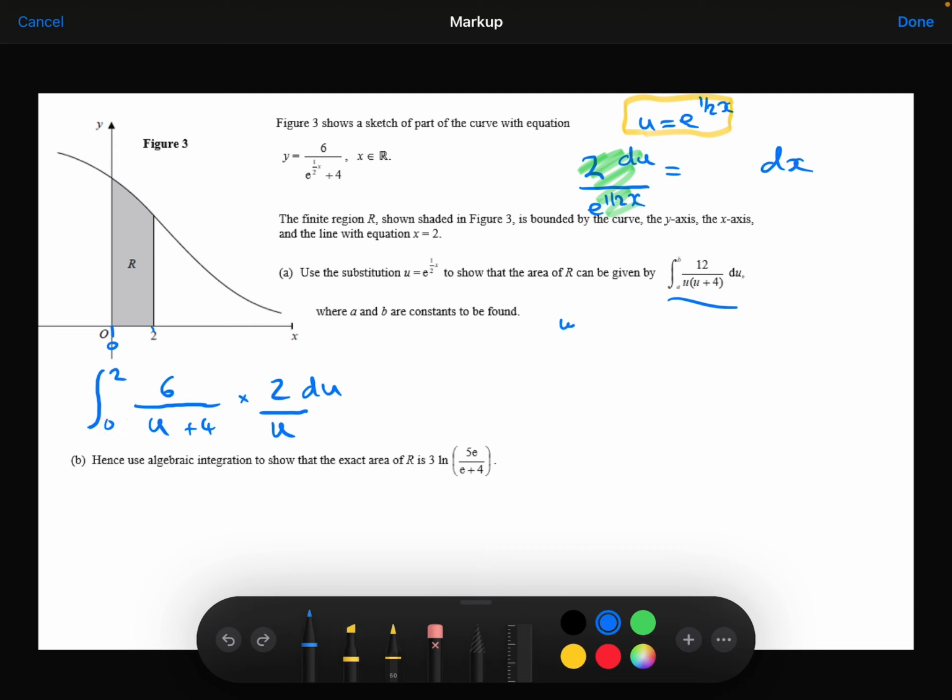So when x equals 0, u equals e to the 1/2 of 0. So e to the 0 is 1. When x is 2, u equals e to the 1/2 of 2, which is e to the power 1, or just e. So our lower limit is 1, and our upper limit is e.